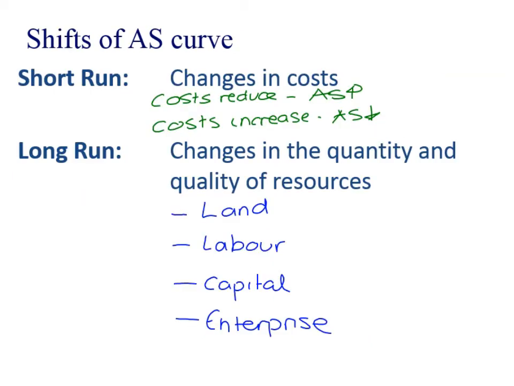So what causes shifts in aggregate supply then? Well, in the short run, and we don't always make the distinction between the short run and the long run in the AS course, but it does become important in the A2 course. But in the short run, it's changes in the costs in the economy. So if costs reduce, aggregate supply should increase, and if costs increase, aggregate supply should reduce or shift inwards. But in the long run, it's the changes in the quantity and the quality of the resources in your economy. So your factors of production, really, your land, labour, capital and enterprise.